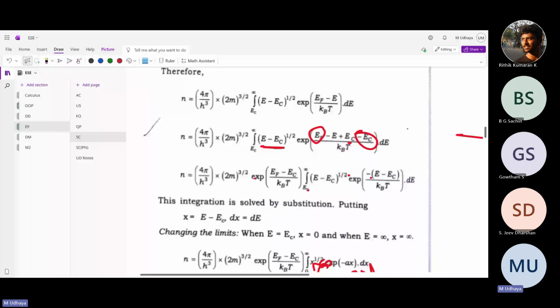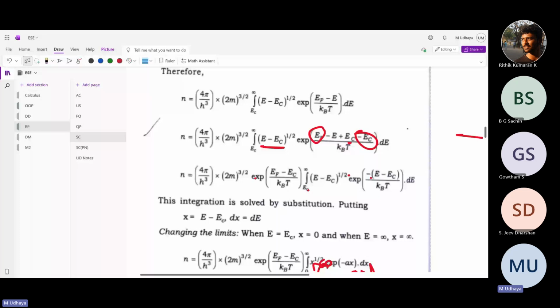So I put it in a nice format, that is d squared psi by dx squared plus k squared psi is equal to 0. And from that, I present that psi is equal to A sin kx plus B cos kx. Similarly, even here, I put this in a nice format so it is easy for me to directly write the result. That is my objective. What I do, I'm adding Ec and subtracting Ec. So EF minus E plus Ec minus Ec.